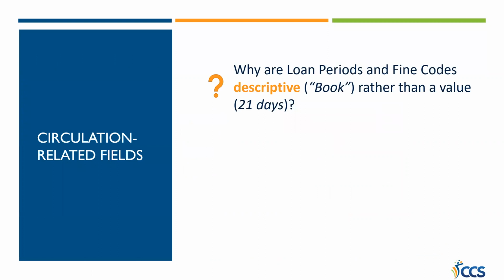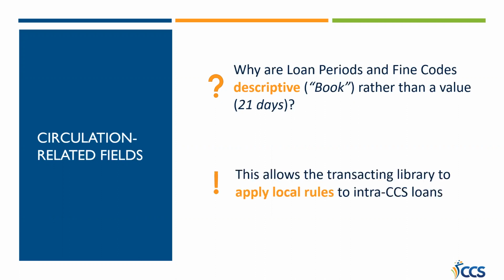So you may be asking why loan periods and fine codes are descriptive rather than giving an actual value, right? Rather, why they say book rather than say 21 days. There is a reason for this. In a consortium, items travel back and forth between libraries, and libraries each have different policies. Our setup allows the transacting or checkout library to apply their local rules.